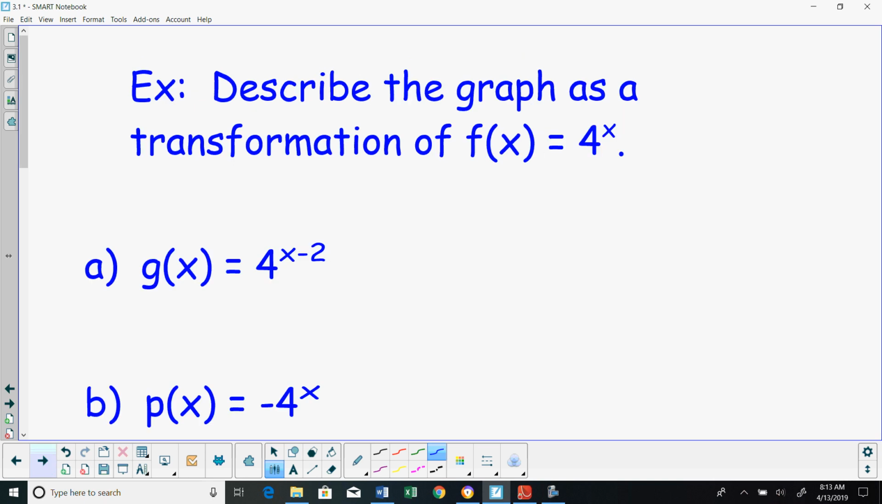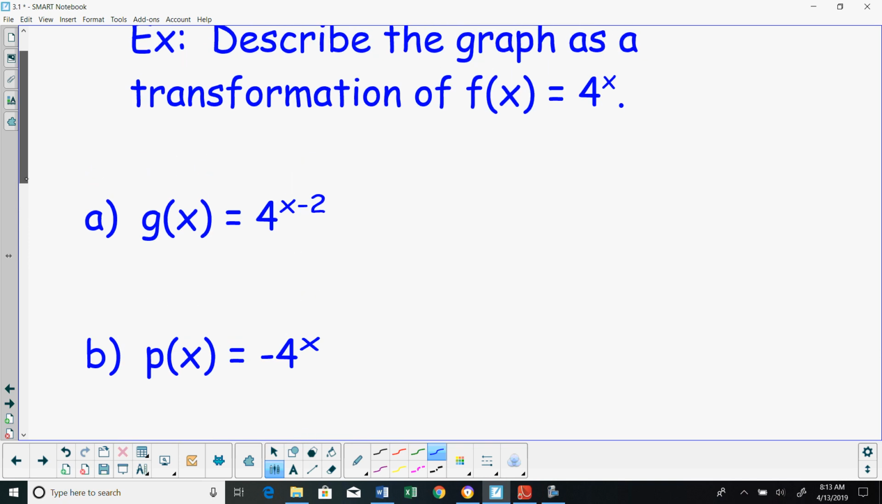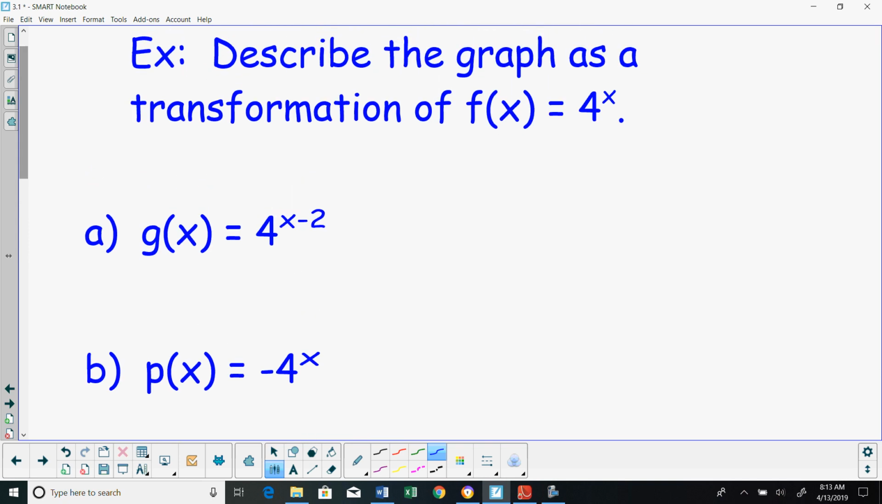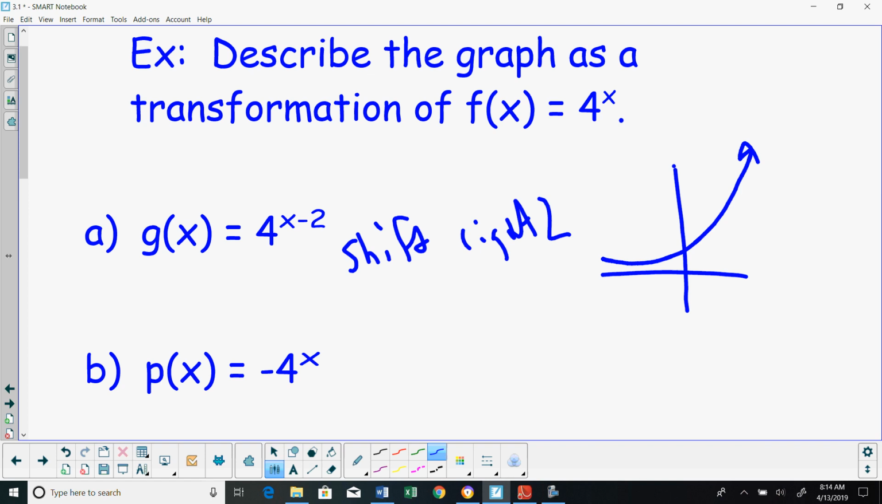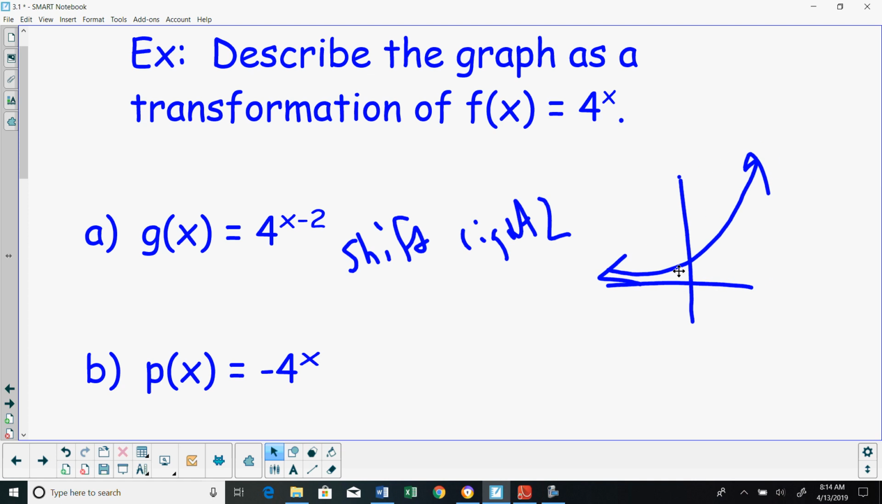We looked at a few of these yesterday, so just to recap, I think this is on your sheet. If we have 4 raised to the x minus 2, that's going to be a shift right 2. If we're shifting a graph to the right 2, that's going to shift it over a little bit like this, but that's not going to change the horizontal asymptote that we have, right?